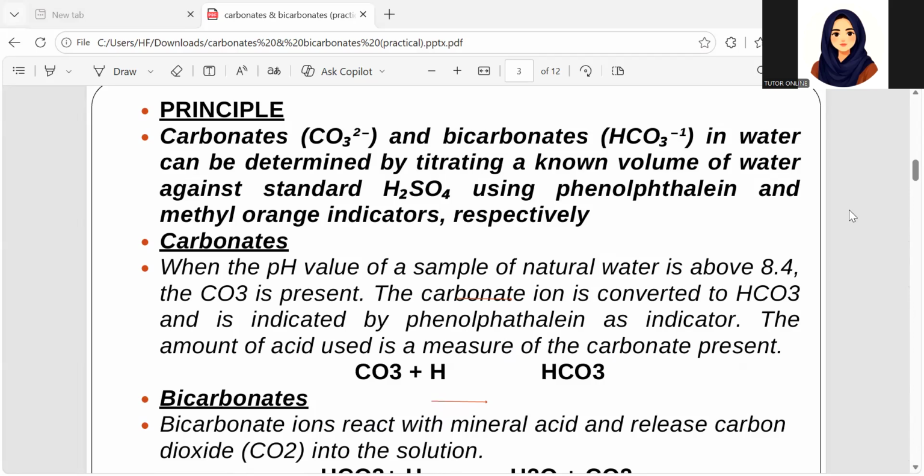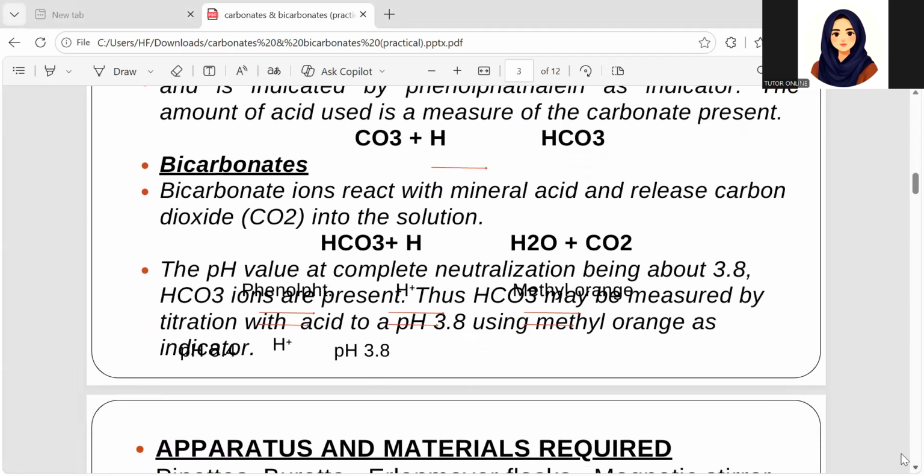Now, understanding a bit more about carbonates, when the pH value of a sample of natural water is above 8.4, the carbonate is present. The carbonate ion is converted to bicarbonate and is indicated by phenolphthalein as an indicator. The amount of acid used is a measure of the carbonate present. Now, what happens to the bicarbonates?